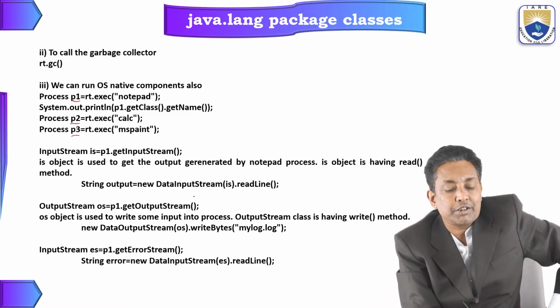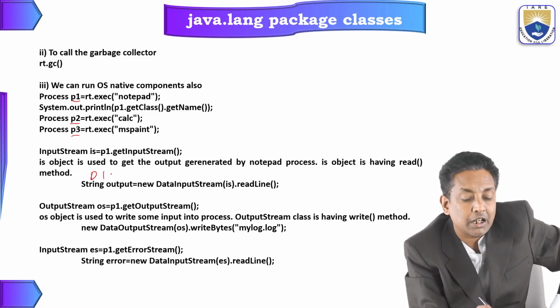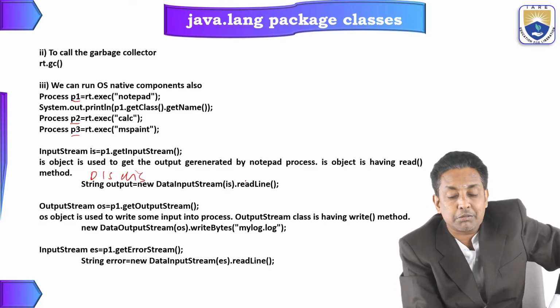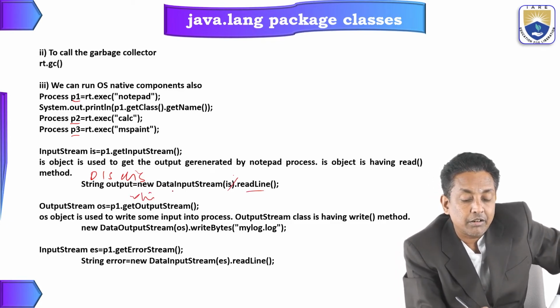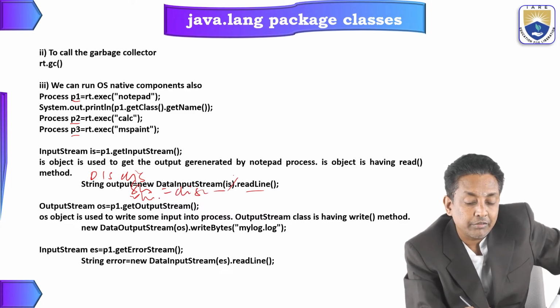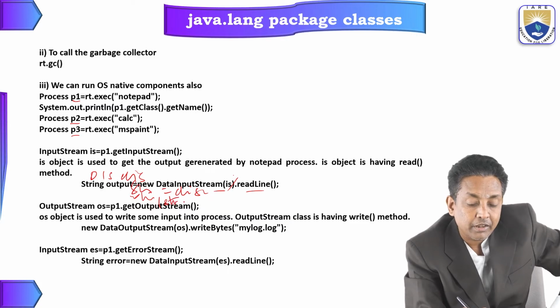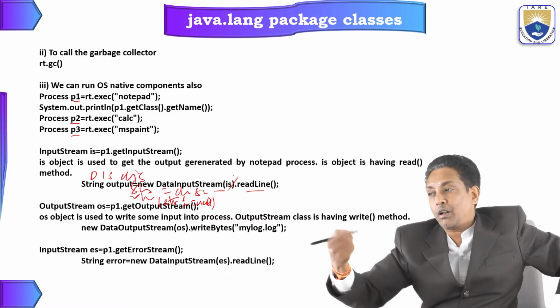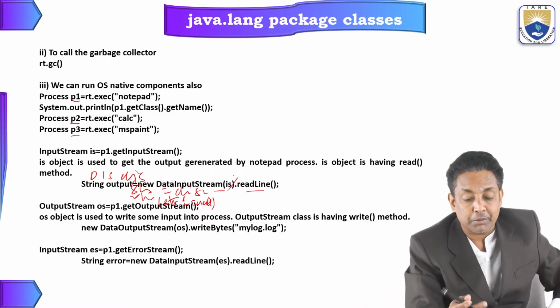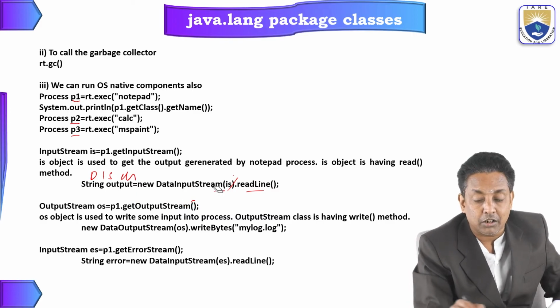Do one thing. First of all, you create a DataInputStream object. DataInputStream ds is equal to new DataInputStream of the input stream. Don't write readLine here. Here you write, string line is equal to ds.readLine. In a while loop you would write line not equal to null. As long as the string is not null, you keep on reading the output coming from the program, and you can print it on the standard output.